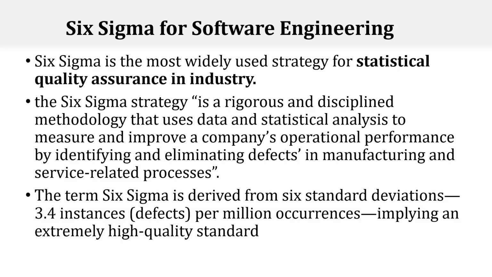To improve the quality of a company's operational performance, we use Six Sigma. Again, Six Sigma is a standard deviation. It provides high quality standards. Remember, it is related to manufacturing and service related process. It is not bounded to software companies or software development life cycles. It is a process that can be implemented in any type of industry.